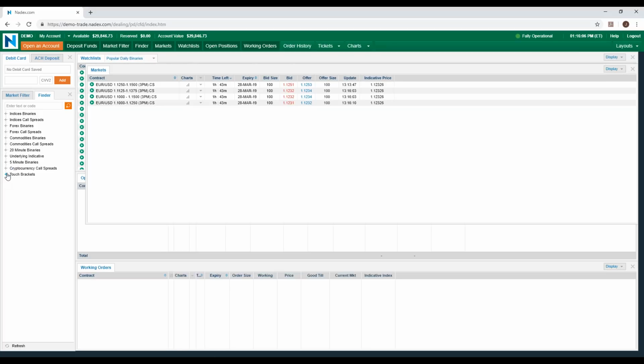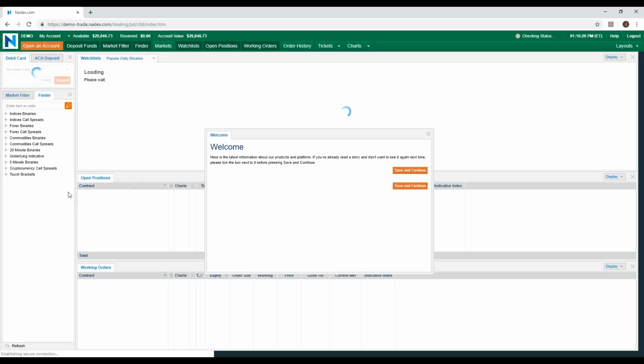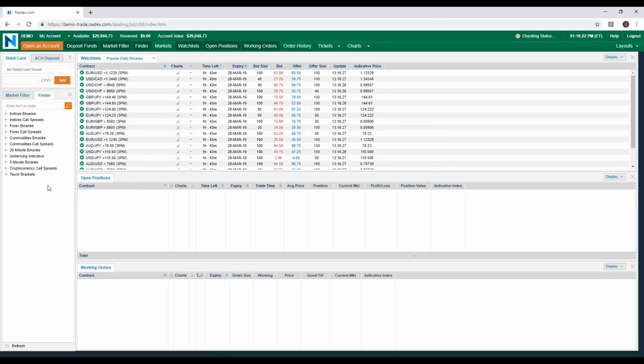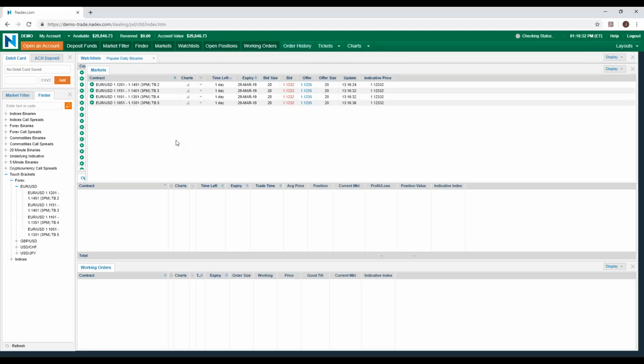There's also the touch brackets. You've got Nadex touch brackets on these Forex pairs right here, okay? And you're always gonna have these. And with the touch brackets, they're designed to mirror the market tick for tick. There's no optionality and premium built into them. And they're weekly as well. They expire weekly, okay? And there's always going to be these 4 touch brackets.